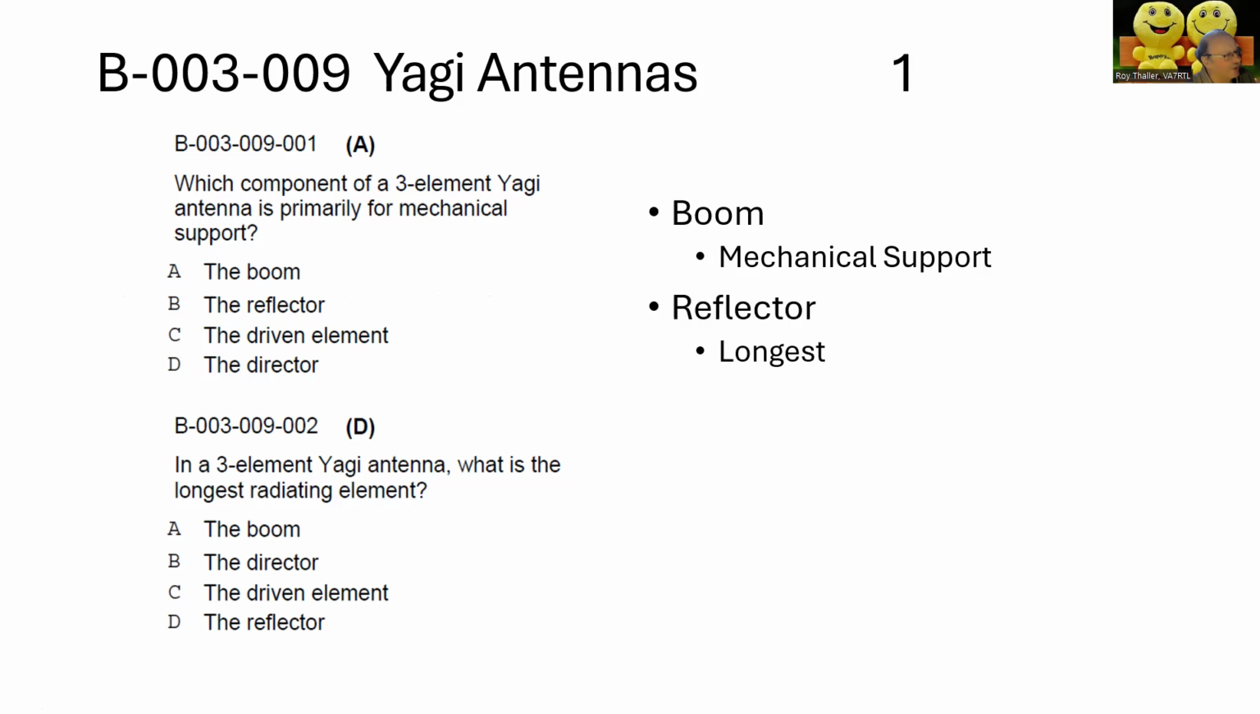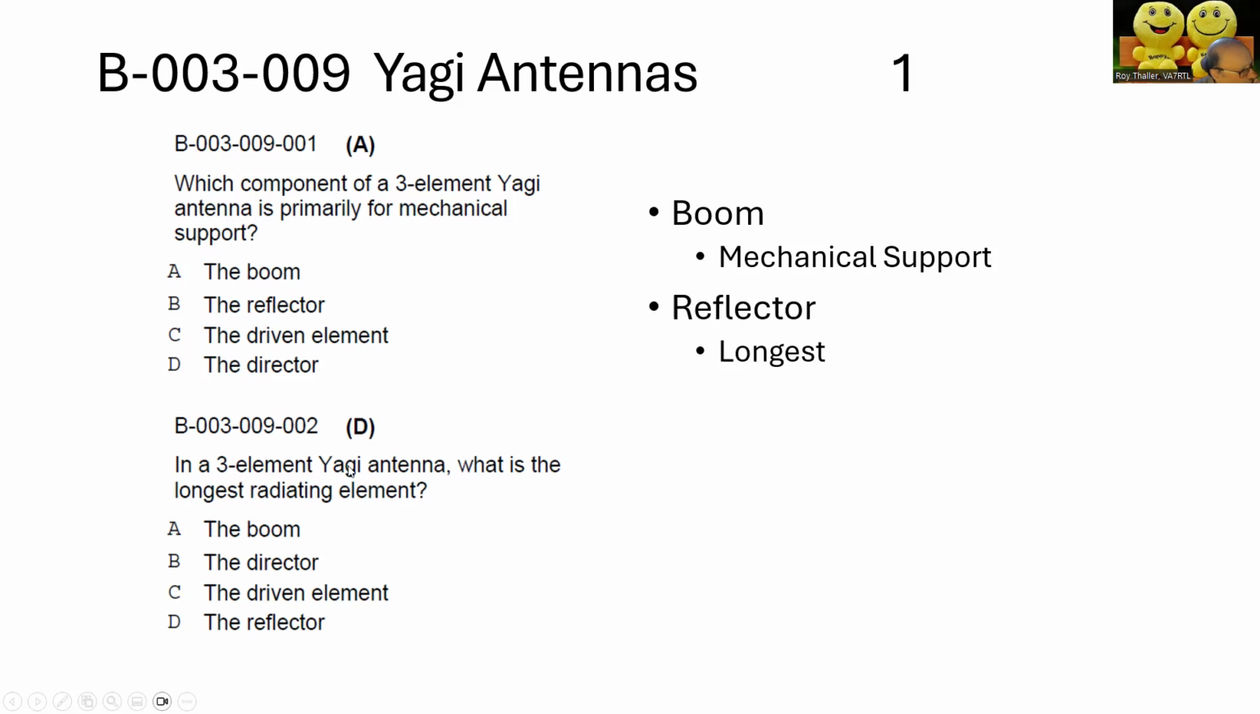So that concludes the section on power supplies. Now we get into Yagi antennas. Here they ask about different components of a Yagi antenna. There's also a picture of a Yagi antenna on the study aid and in the exam aid. Which component of a three-element Yagi is primarily for mechanical support? So that would be A, the boom, because it holds the three other elements.